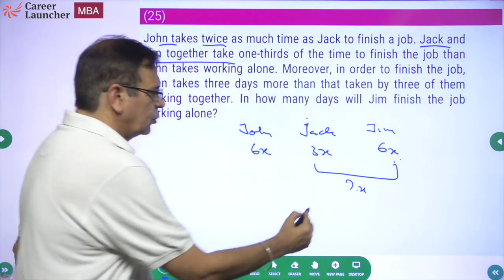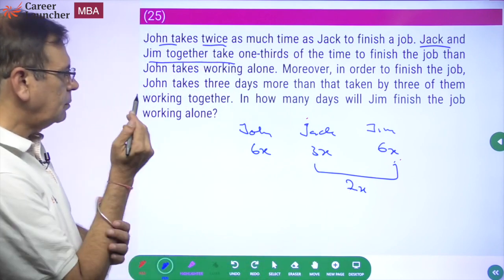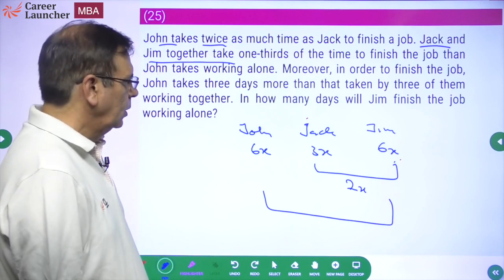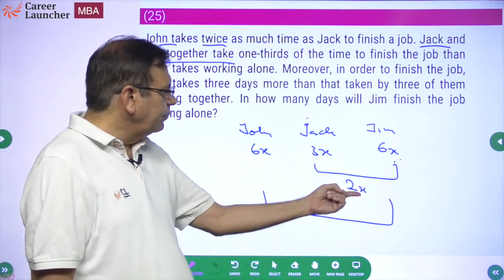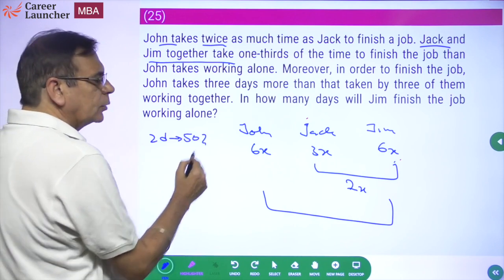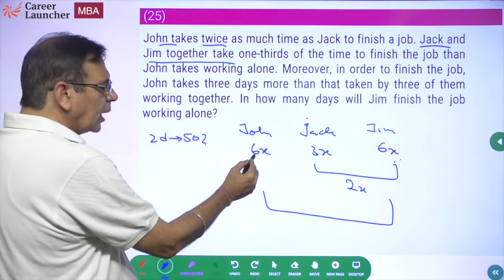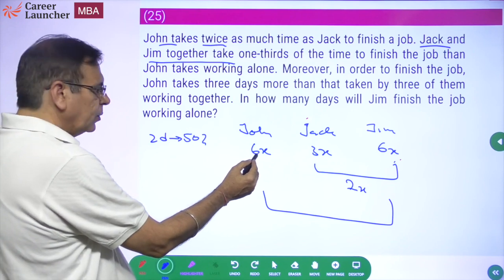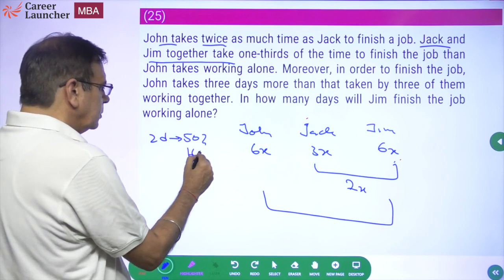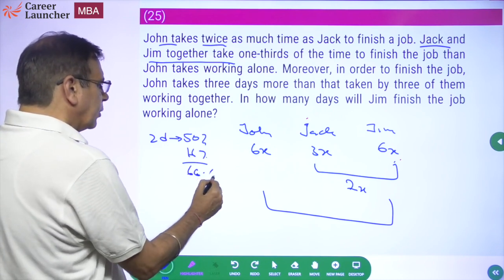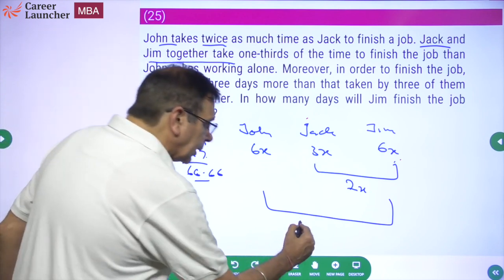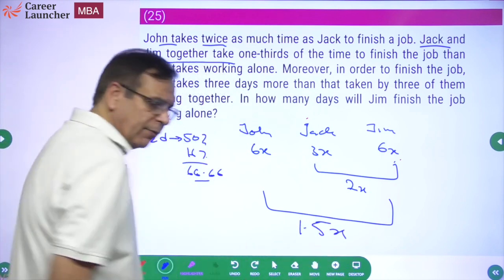Okay. So this is 2x days, right? Now, in how many days will they finish the work together? Again, if these two finish the work in 2 days, that means they'll do 50% of the work together in 1 day. John does the work in 6x days. That means he does the work in 1 day, he will do 16.66%. So 66.66% of the work will be finished in 1 day. To complete the work, they will take 1.5 days, so this should be 1.5x.